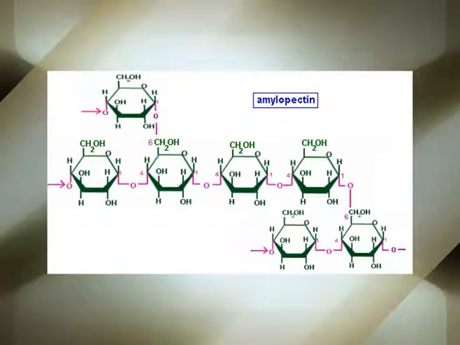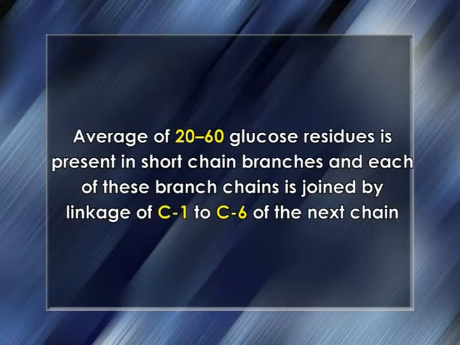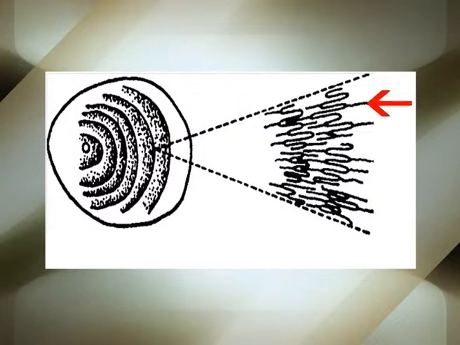Amylopectin is a branched glycan with side chains attached in the sixth position of the glucose residues of the principal chain. An average of 20 to 60 glucose residues is present in short chain branches, and each of these branch chains is joined by linkage of carbon 1 to carbon 6 of the next chain. The main proportion of starch granules' crystalline structure is apparently derived from amylopectin. The organization of amylopectin molecules in starch granules is radial, the reducing end being directed outwards.